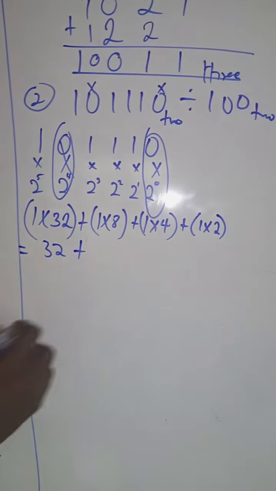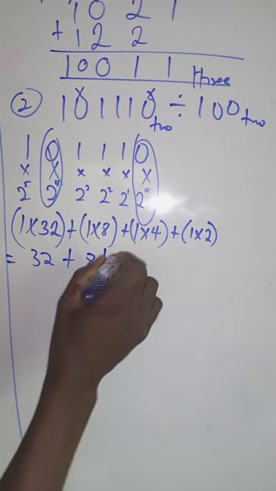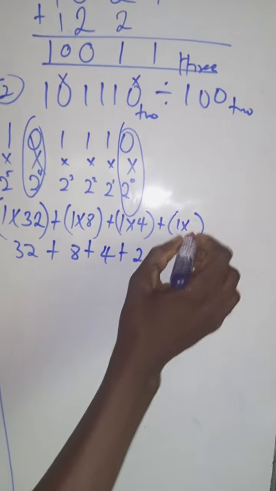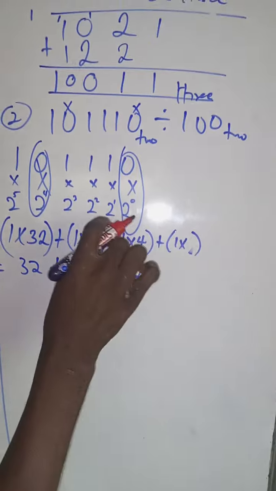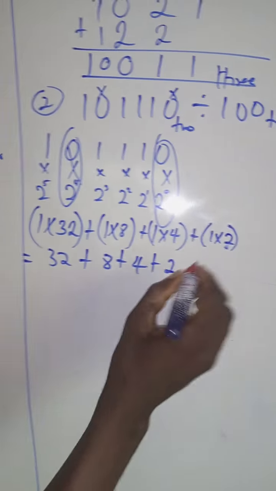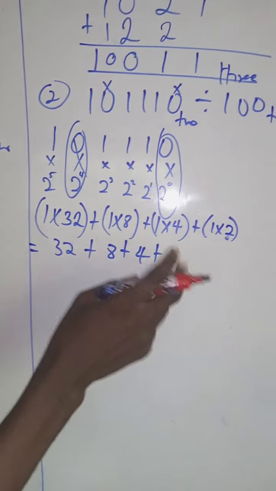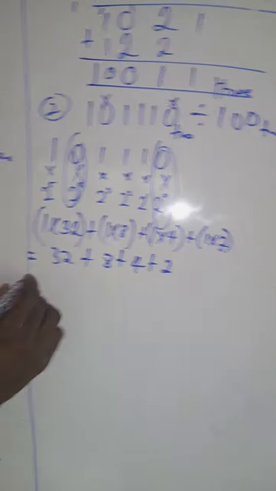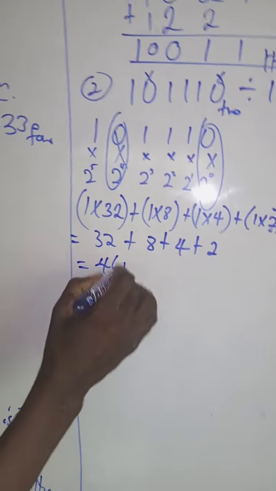So this one gives me 32. Add to 8, add to 4, then add 2. This gives me 46. 46 base 10.